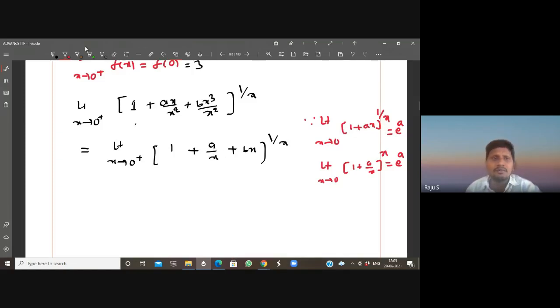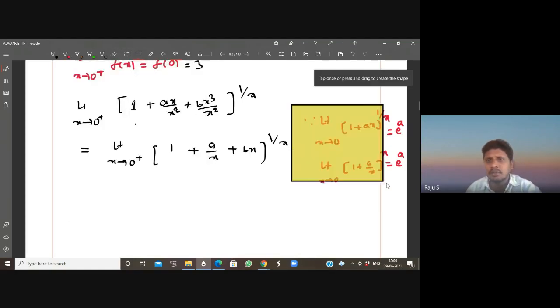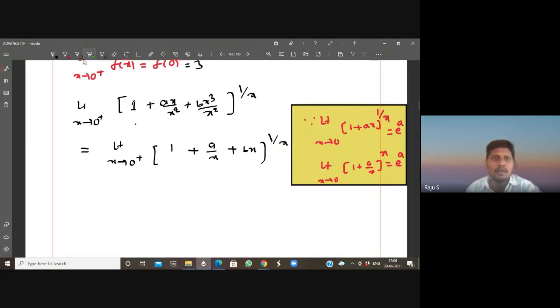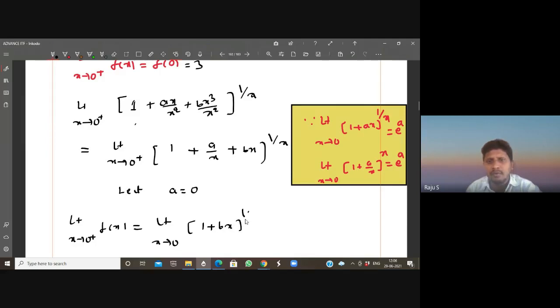Your a by x must become 0, am I right? I want to change this into standard form. To change to the standard form, here a by x should not be there. Like a by x, you can make them 0. For that, let small a value be 0, then limit x tends to 0 plus f of x value becomes limit x tends to 0, remaining value 1 plus bx all to the power of 1 by x. This is equal to what, student? This is equal to what? Shall I write e to the power of b?